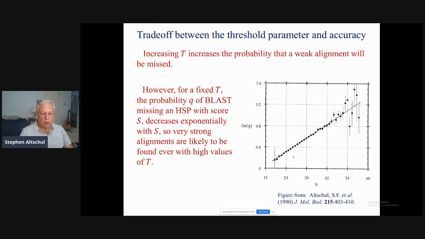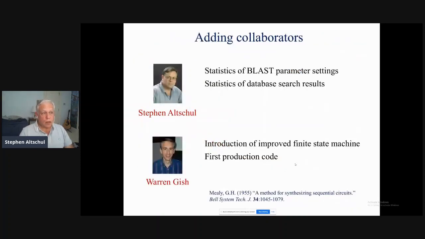For a particular threshold, this shows the probability, or log probability, of missing an alignment depending on the score. The higher the score, the less likely you are to miss it, and the lower the score, the more likely you are to miss it.